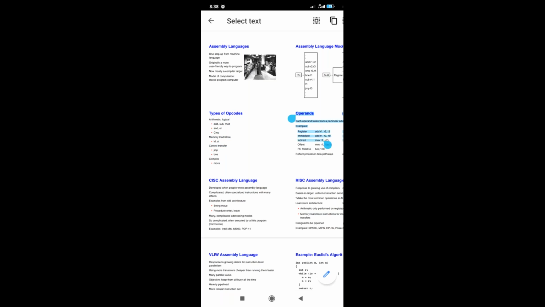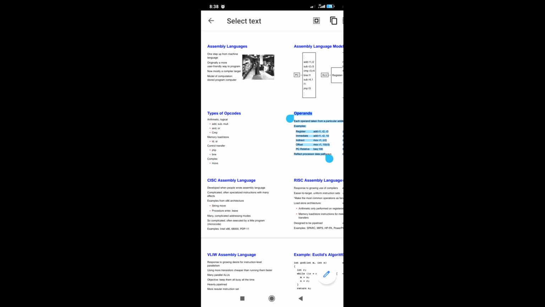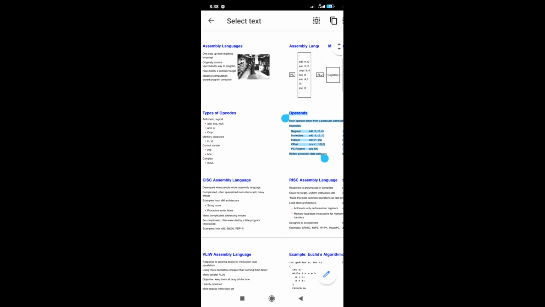Then for your operands, you see what I just marked now. Yes, I can see it. Now, what are your operands? Your operand is telling the system where to fetch this data. The instruction which you are giving to the system is to fetch this information from.